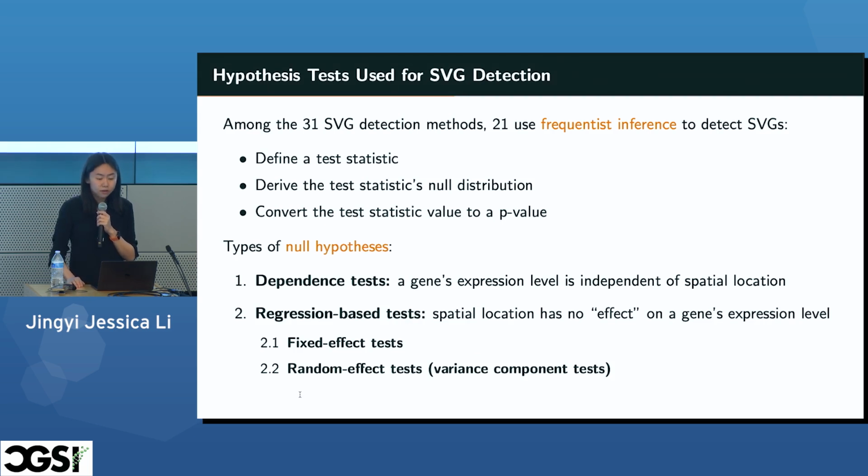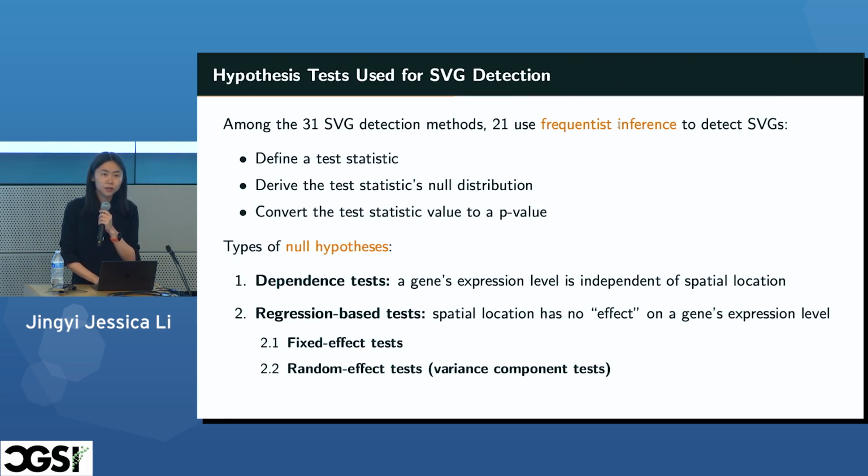So from now on, I will focus on 2/3 of the methods that are using frequentist inference to detect SVGs. It's easier to just talk about them since they are the majority and they share the same statistical framework. By frequentist inference, I don't know how many of you here are familiar with this jargon, but you can simply interpret this as, I will compute a p-value, because that's usually the end result of frequentist inference. Unlike Bayesian, where you talk about the posterior, in frequentist you usually talk about the p-value.